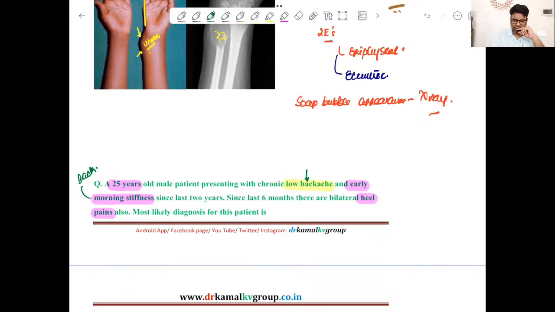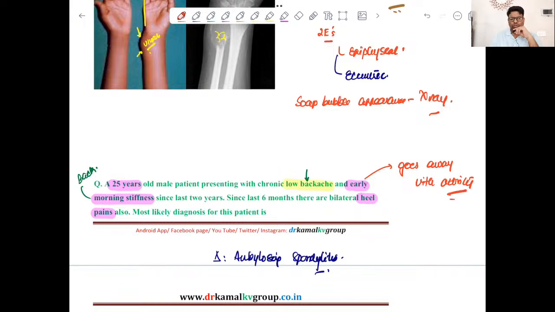Perfect, perfect. KK, yes, this is a classical case of ankylosing spondylitis, right? And there is early morning stiffness. Yes, Pragati, absolutely right. This is ankylosing spondylitis. There is early morning stiffness, and this goes away with activity, right? So the classical presentation is that whenever the patient gets up from the bed, he will have severe back pain, and then he will say that as I get involved in day-to-day activities, the pain disappears, right? So that is a very classical presentation.